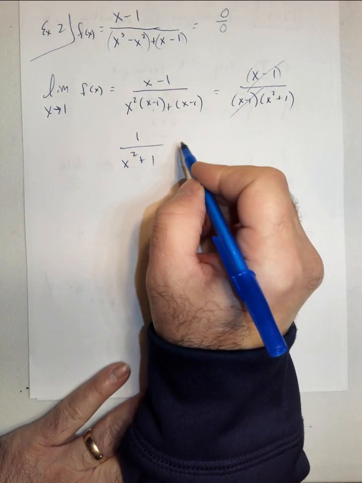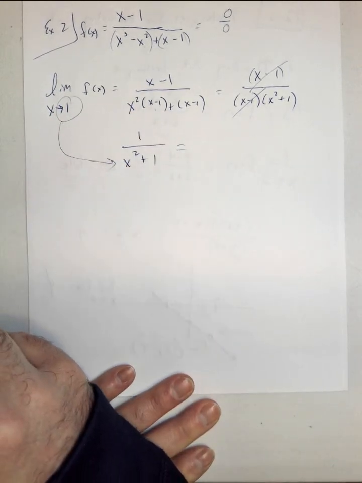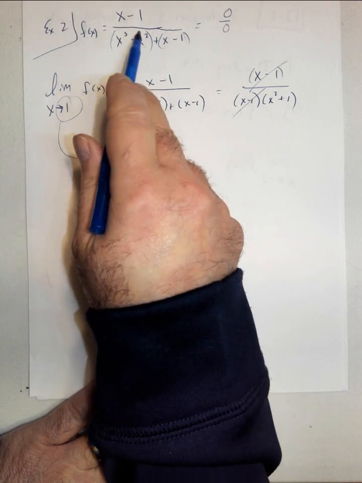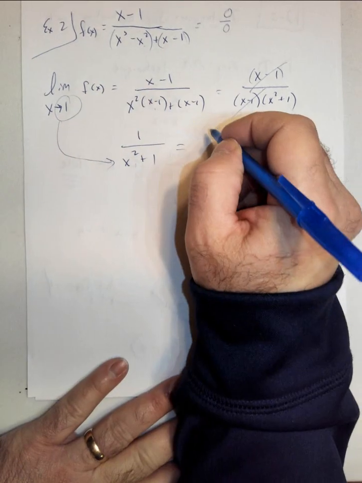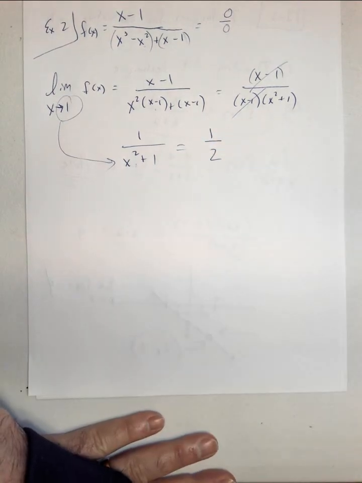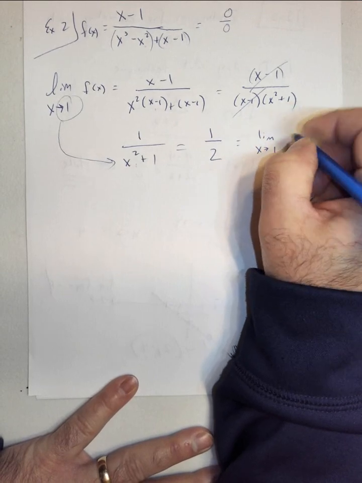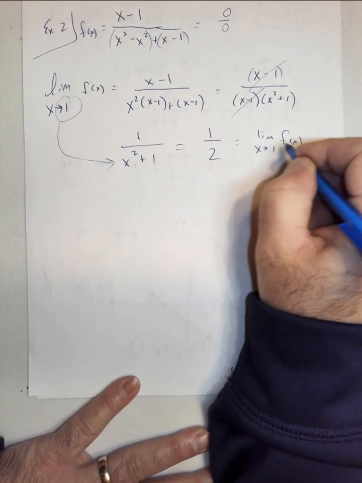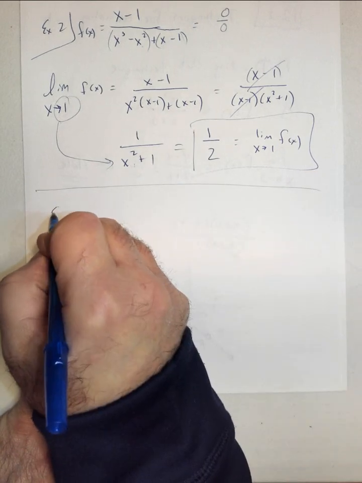And then to find the limit, plug it in. At 1, this function is approaching the y value 1 over 1 plus 1, or a half. So that is your limit as x approaches 1 of f of x. So we see that if it's factorable, factor it. Another example.